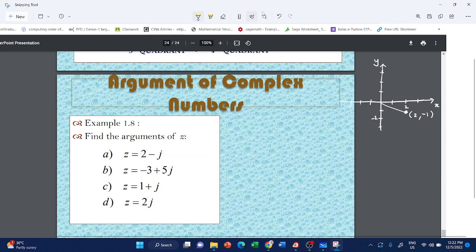Okay, so for this graph, we have quadrant labels. Something like this: quadrant number 1, quadrant number 2, quadrant number 3, quadrant number 4. So the point x 2, y negative 1 lies in quadrant number 4.